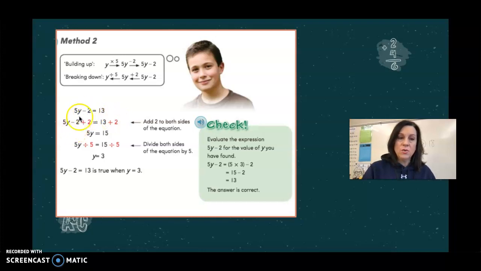Well, we need to add 2 to this side, and then we also need to add 2 to the other side. Whatever you do to one side of the equal sign, you do to the other. So now we've got 5y, because this cancels each other out. So 5y equals 15, because 13 plus 2 is 15. Well, we're multiplying here, but we need to do the opposite.